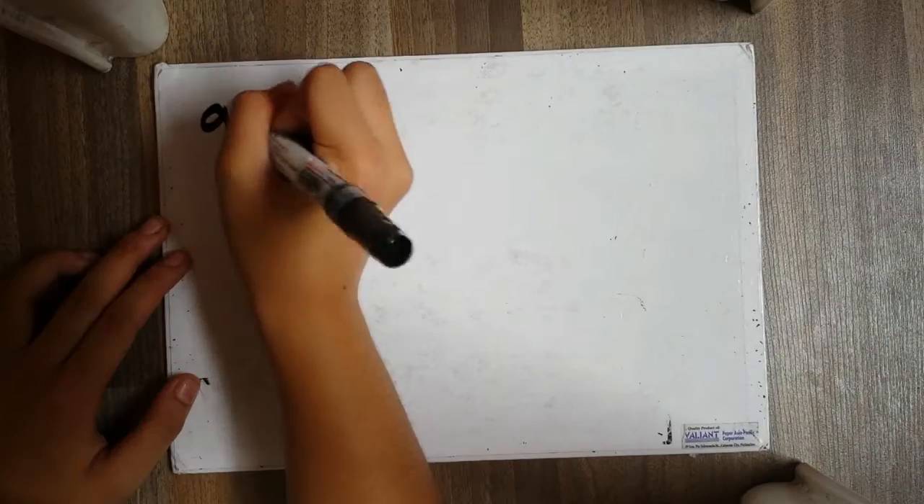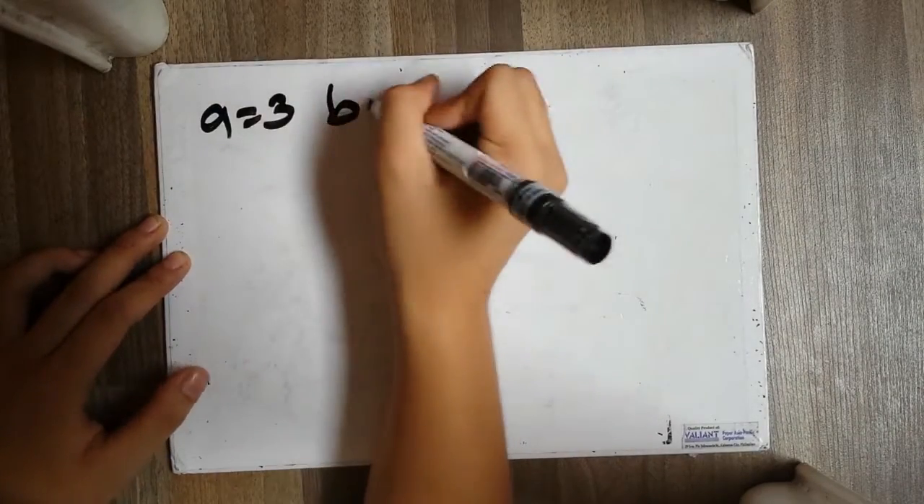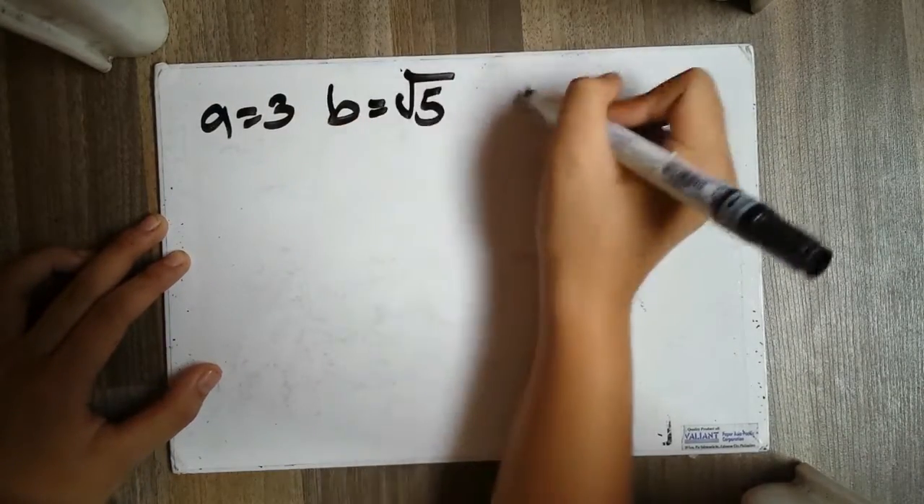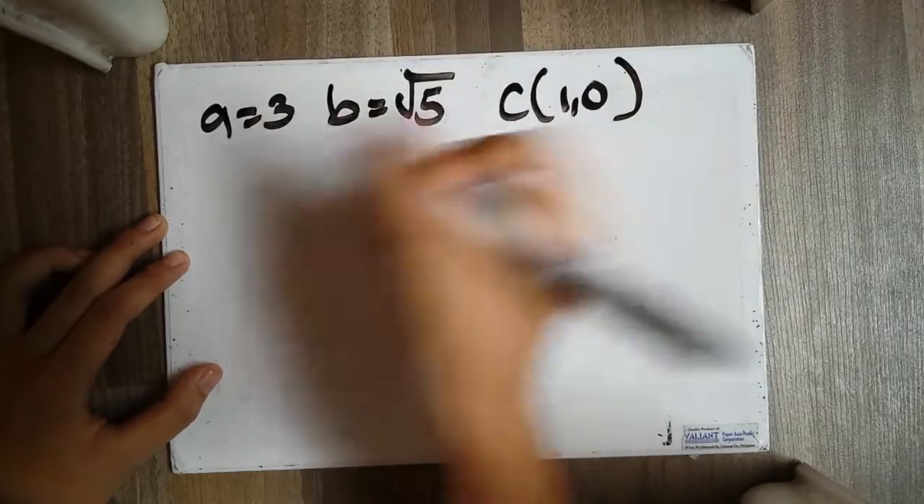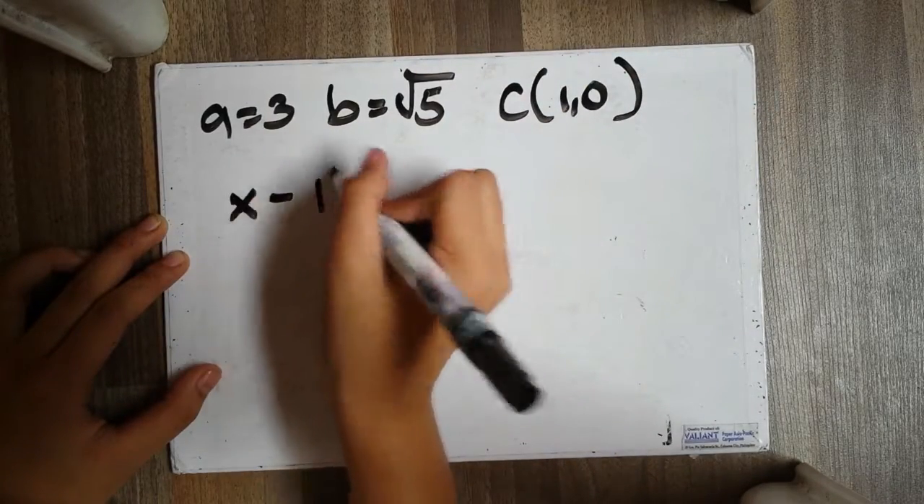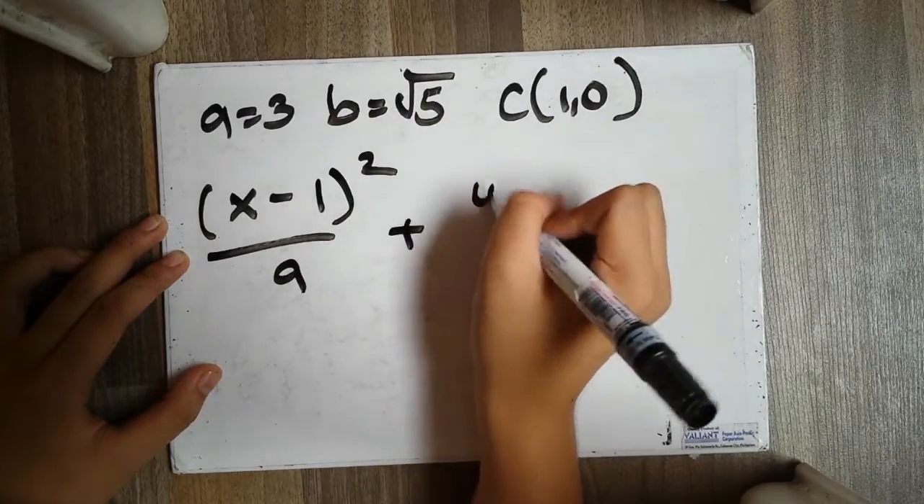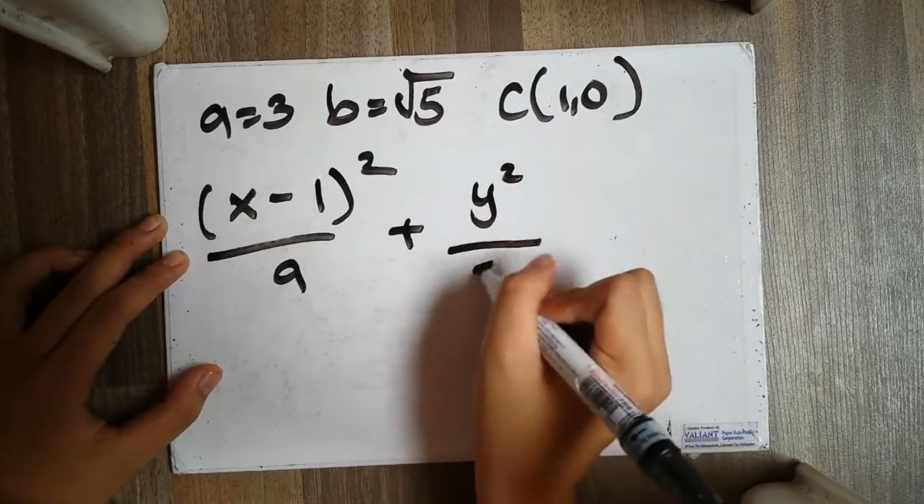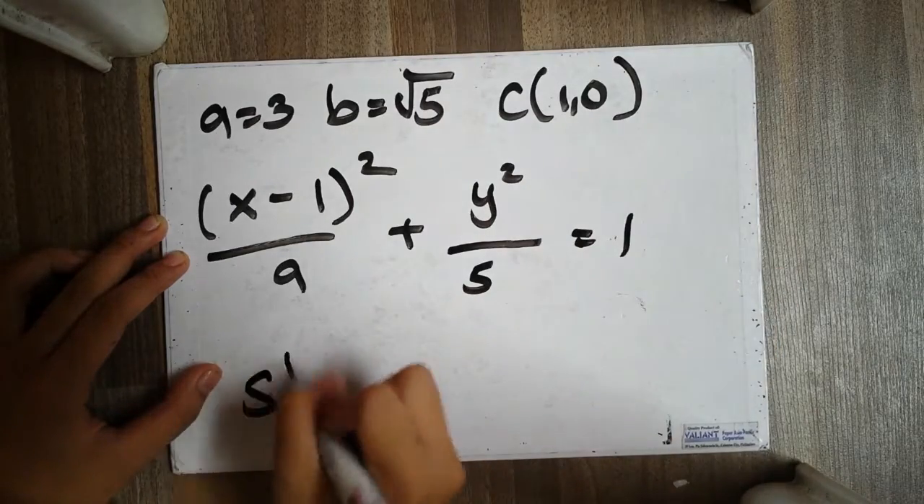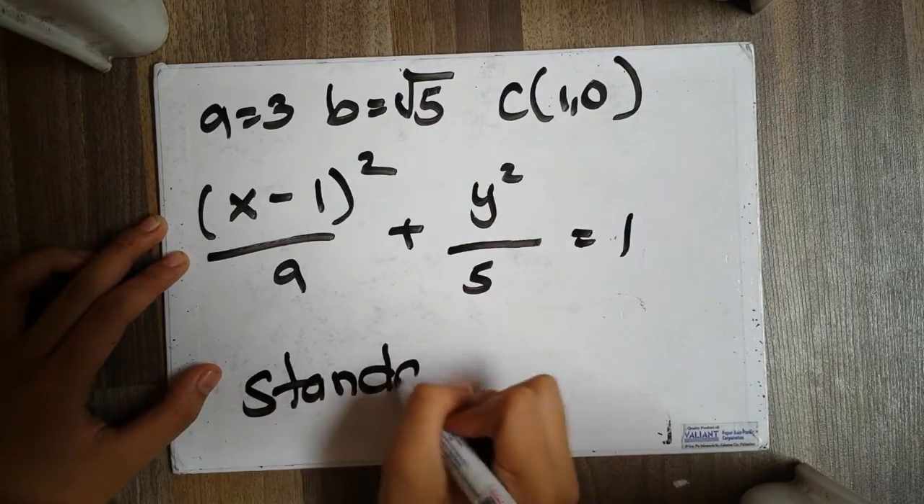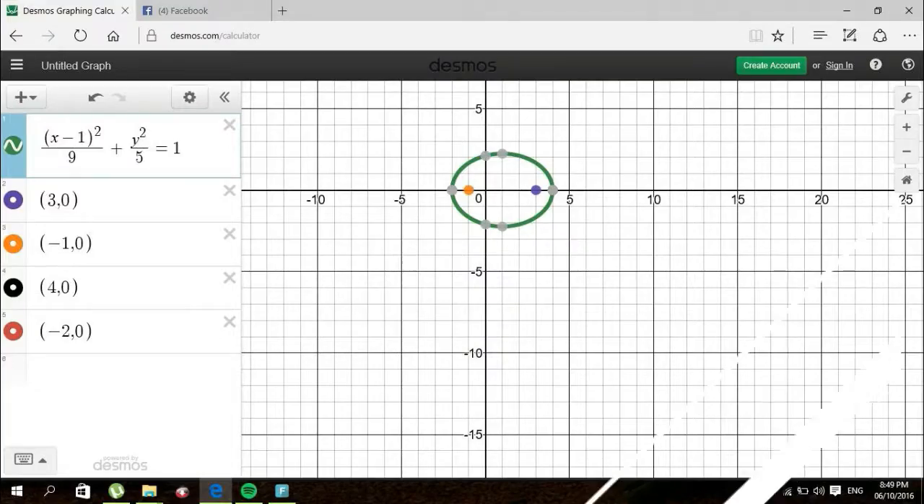Now, once again, we are nearly done with our equation, wherein a is equal to 3, b is equal to square root of 5, and our center is located at (1, 0). We can then say that the standard equation of our ellipse is the quantity x minus 1 squared over 9 plus y squared.